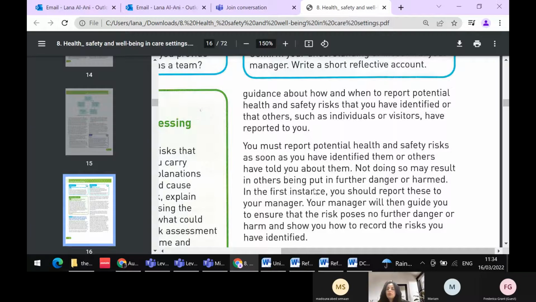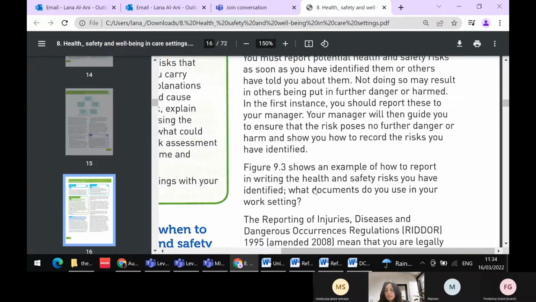So at first instance, when you identify a problem or someone reports it to you, you have to inform your manager, and then you ensure that this risk is properly fixed. And you also need to write it down, record it. It's very important. Why? Because so many risks have happened. You tell your manager, maybe the manager is so busy and forgets about it. While if you have a record, then the manager will come back and fix the issue.